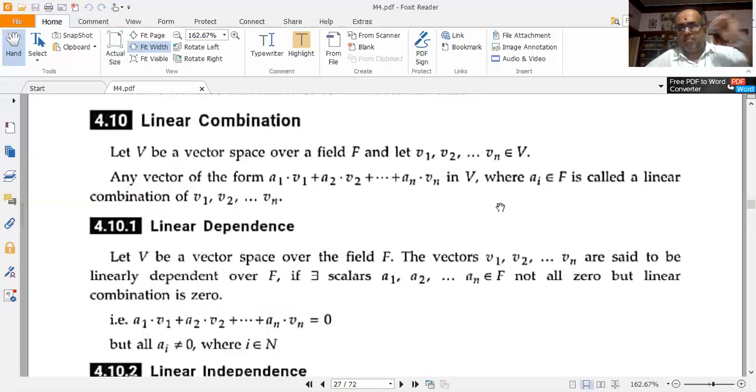Now going to another very, very important concept, the linear combination concept. Now let V be a vector space over a field F, and let small v1, v2, etc. till vn belong to V, capital V I mean. So any vector of the form a1 v1 plus a2 v2 plus, etc. till an vn in capital V, where ai belongs to capital F, is called a linear combination of v1, v2, etc. till vn. Very, very important definition.